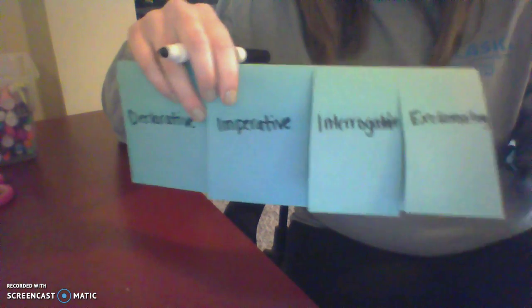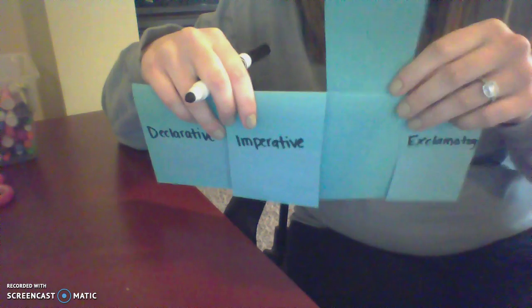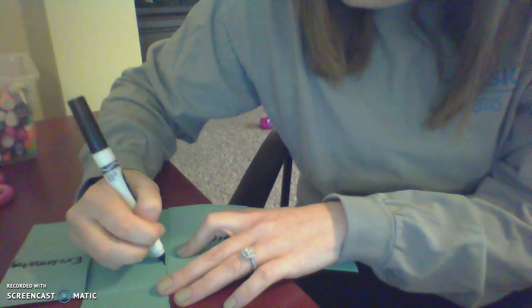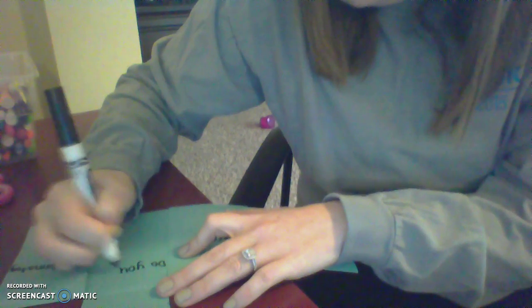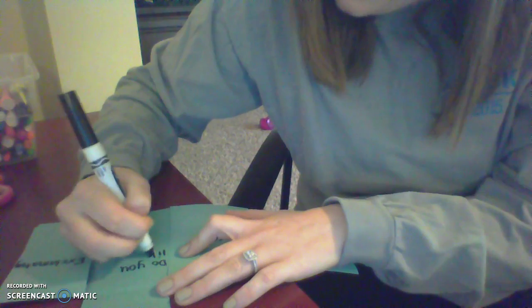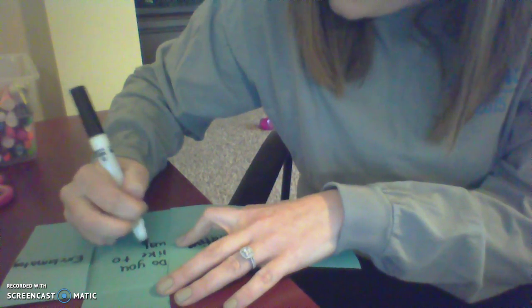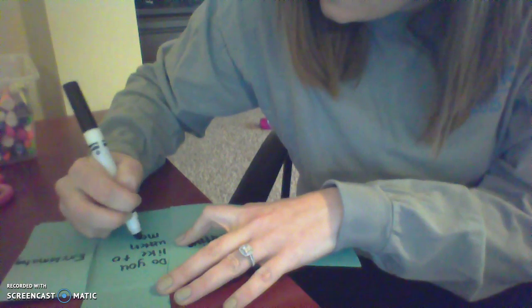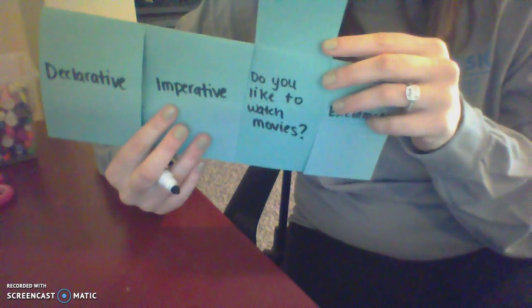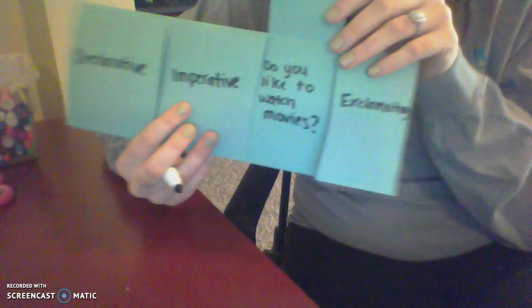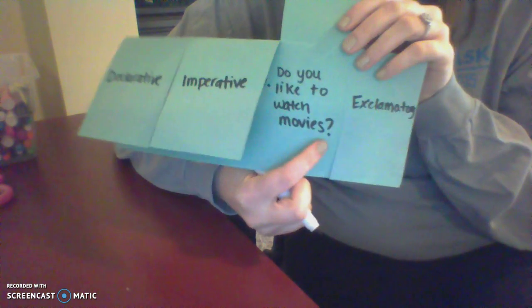All right, my third type of sentence is interrogative, and it's an asking or a question. So I'm going to write a question under here. I'm going to say, do you, and I'm just thinking of these off the top of my head, like to watch movies? Okay, do you like to watch movies? I'm asking a question, or an interrogative sentence. And my ending punctuation for an interrogative sentence is always going to be a question mark.